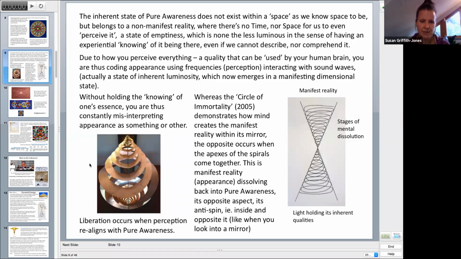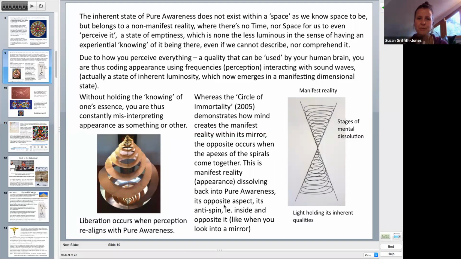So Circle of Immortality, this picture here that I made in 2005, demonstrates how mind creates the manifest reality within its mirror. And actually, it took me a long time to realize that this spiral above the mirror is our perception, and what occurs inside the mirror is the appearance. Whereas the opposite occurs when the apexes, so from here, join another similar spiral, like we have in this picture here. When the apexes of the spirals come together, this is manifest reality, appearance, dissolving back into pure awareness, its opposite aspect, its anti-spin, inside and opposite.